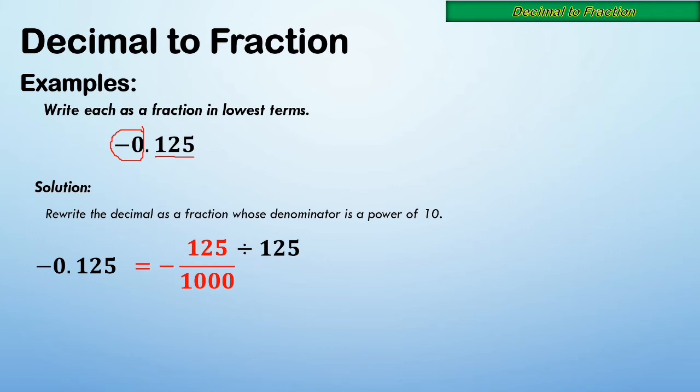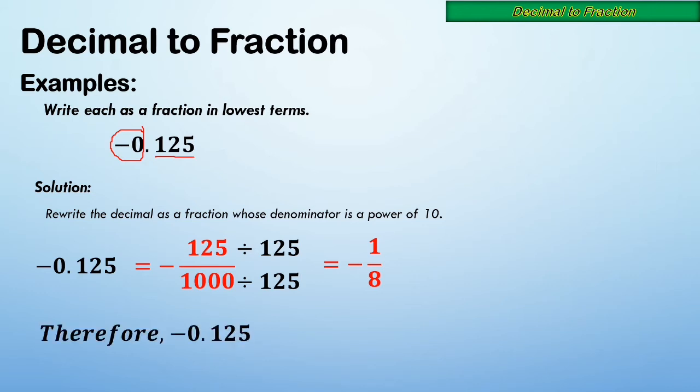Kaya divide the numerator by 125. Since divide ka sa numerator, mag-divide ka rin sa denominator. The same. Then, you will have 125 divided by 125 is 1. Then 1,000 divided by 125 is 8. Sorry. Then the answer is negative 1/8. Therefore, negative 0 and 125 thousandths is equal to negative 1/8. Okay? That is how to change the decimal to fractions.